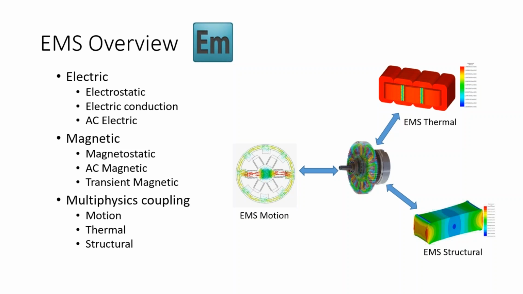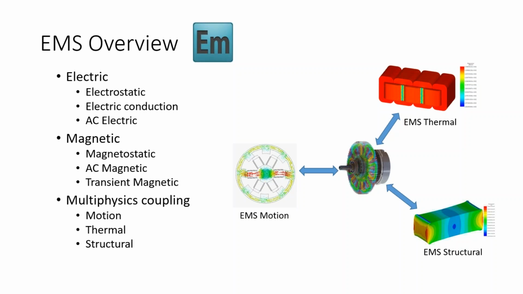The AC magnetic module is used to study transformers, induction machines, inductors, chokes, all sorts of equipment where you have some AC high frequency excitation. The AC electric module, on the other hand, is used mainly to model things like the electric losses or electric field distribution in assemblies where you have varying potentials.